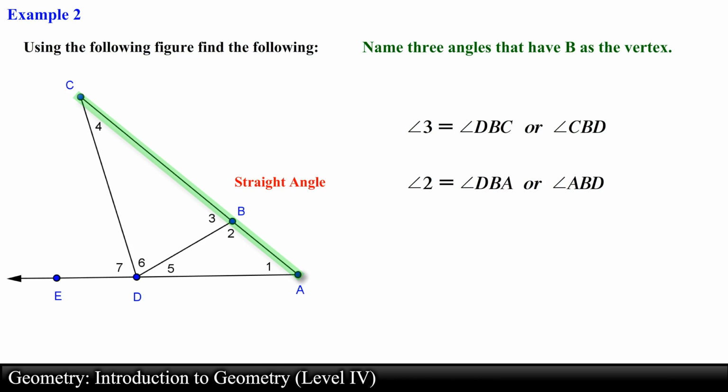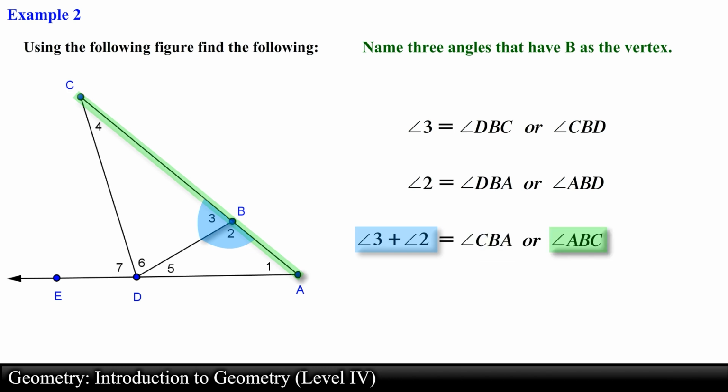You can think of this angle as a sum of angle 3 and angle 2. Straight angles will be discussed in more depth in a later video. For now, keep in mind that these types of angles exist. With that said, we can name this angle as angle CBA or angle ABC.